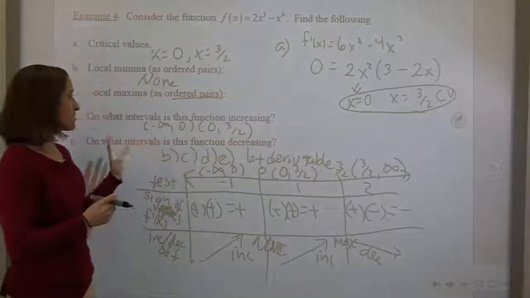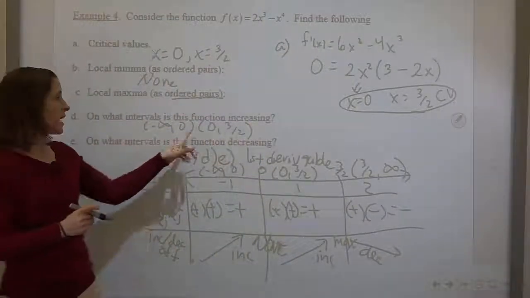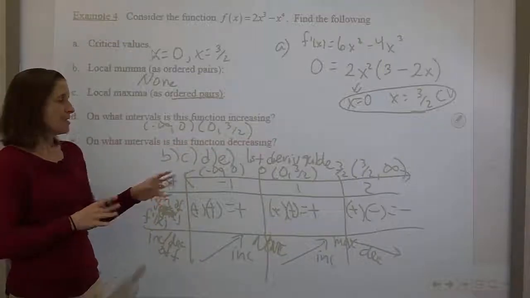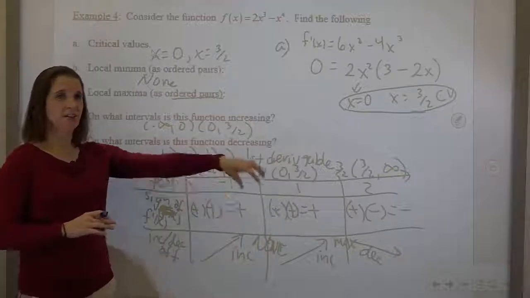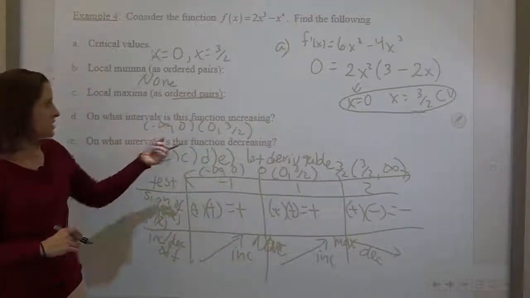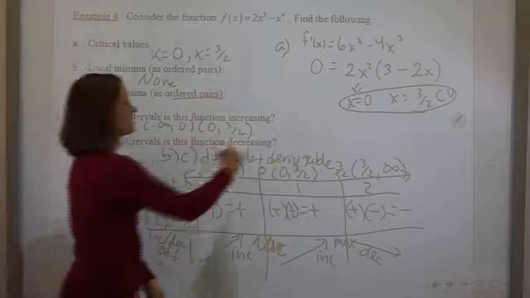Now I know it's tempting just to write -∞ to 3/2, but at 0 it really kind of levels off. It's not actually increasing. So it's actually less work just to blindly read off of your table that you've done and just leave them separate like that. Now, interval of decreasing ends up being 3/2 to infinity.